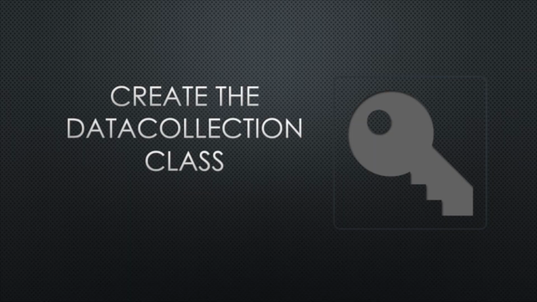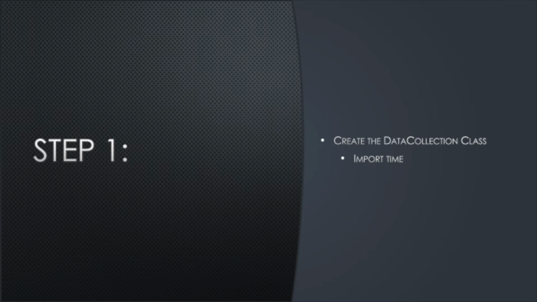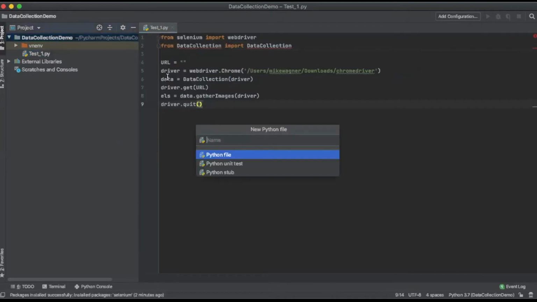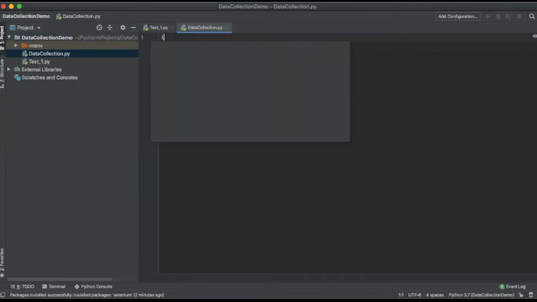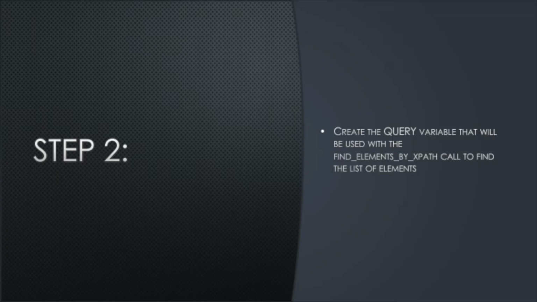Now we are ready to create the data collection class. To do so, we will create a file called data collection, and at the top of that file we will import time. Next, we will create the query variable that will be used with the find elements by XPath call to find the list of elements.